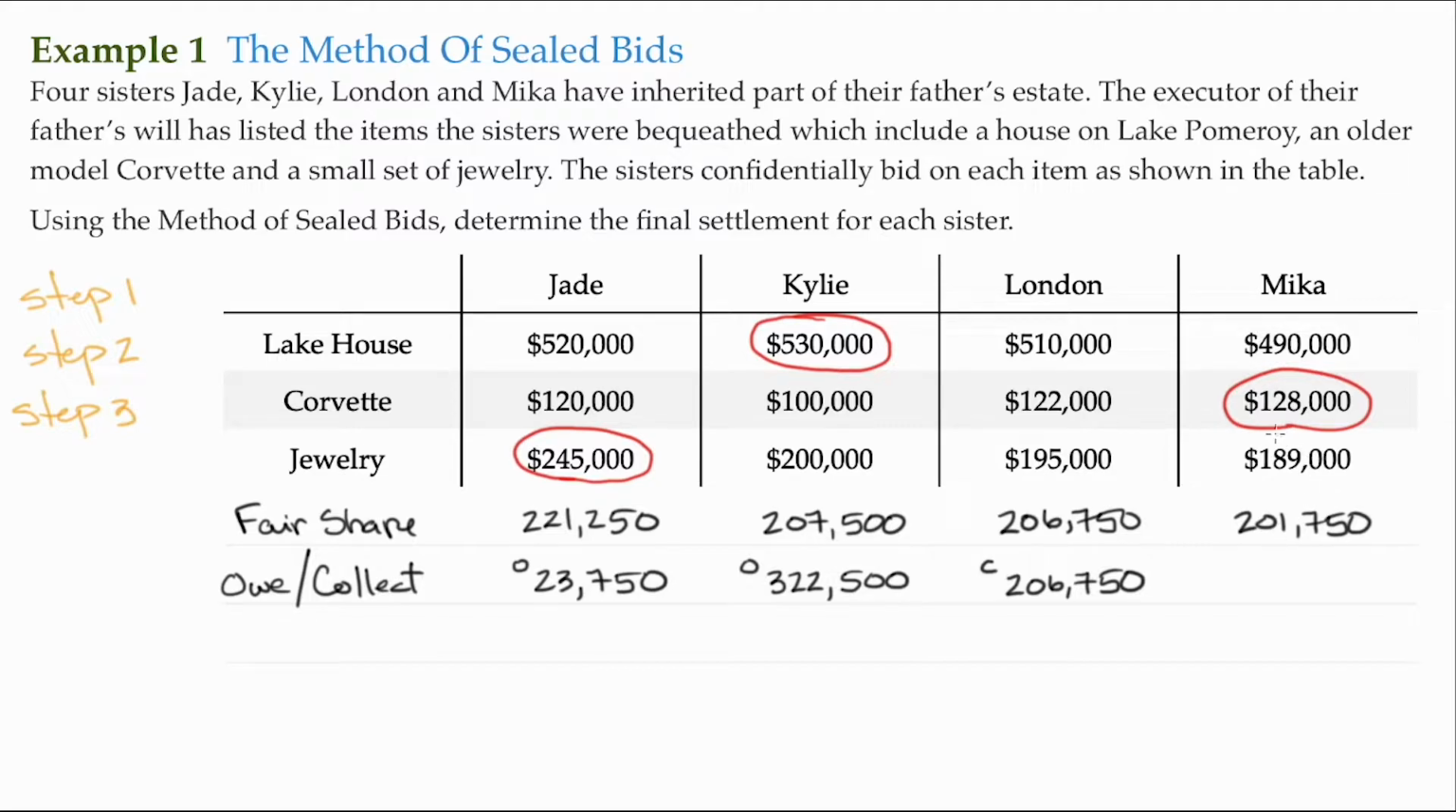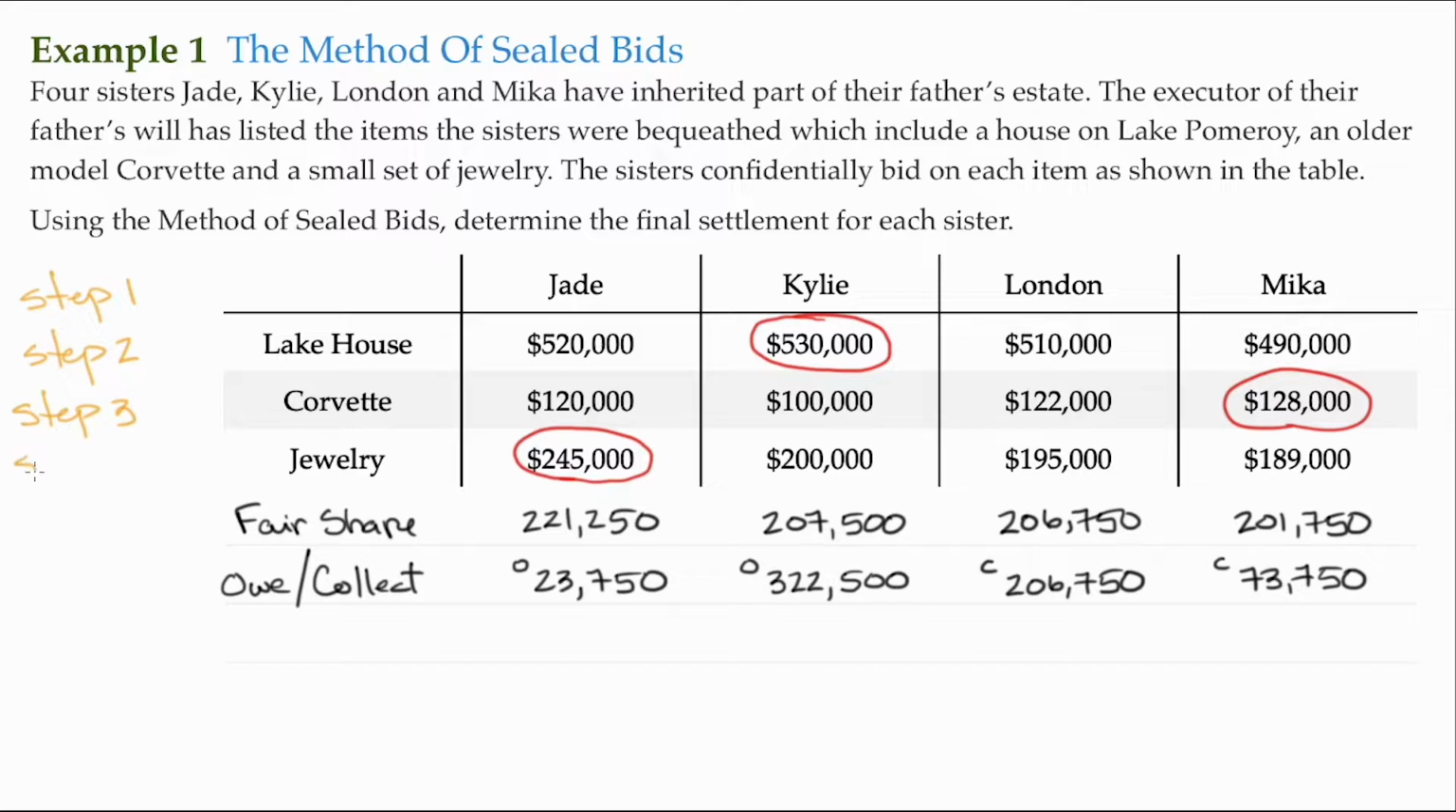$201,750, but with the settlement of the Corvette, she only gets $128,000, so she's a little short. So the estate's going to give her more money. So all we have to do is subtract $128,000 from the $201,750, and she's going to collect an extra $73,750 from the estate. And again, I'm going to mark it with a C to know that she's collecting it.